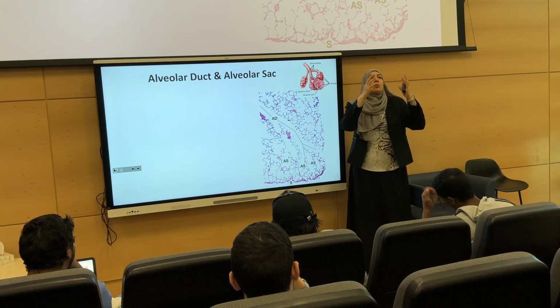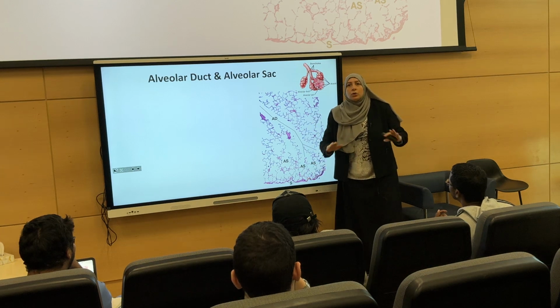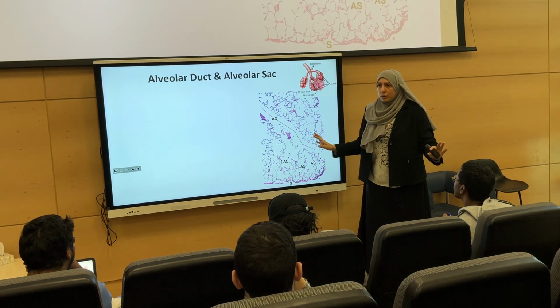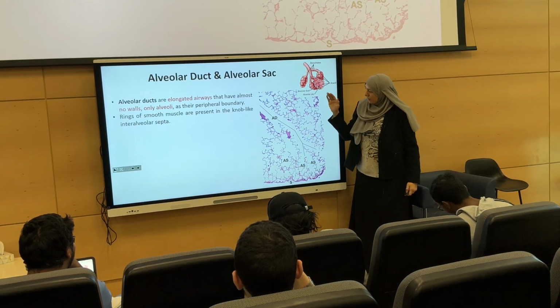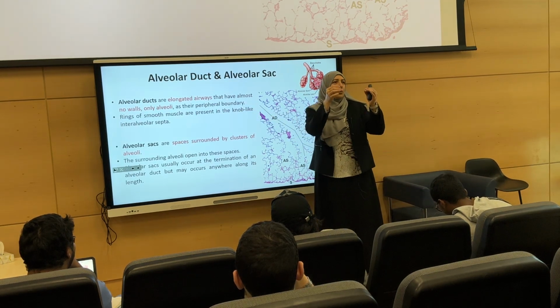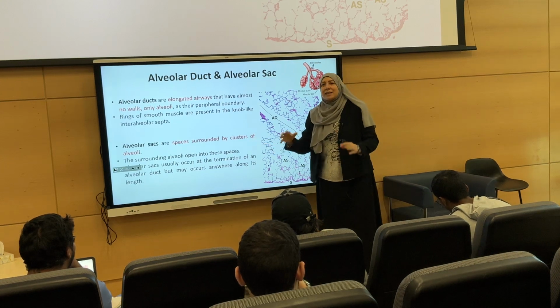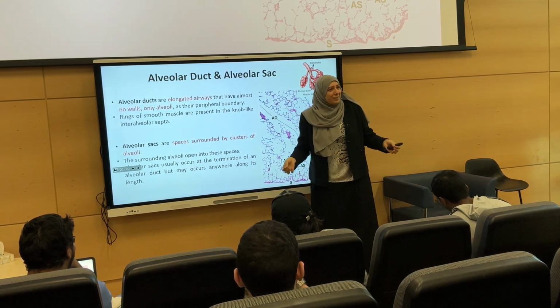And what makes the wall? In all of them, it's made by alveoli. Okay? So we have here alveolar duct, alveolar sac, and alveoli. What is the alveolar duct? It's just an elongated airway made by alveoli. What about the sac? It's a little bit dilated airway made by alveoli.